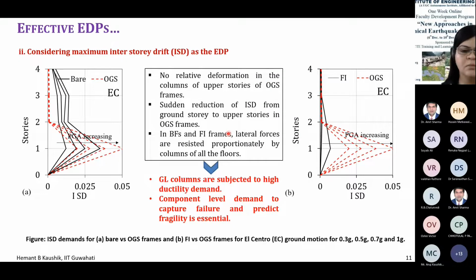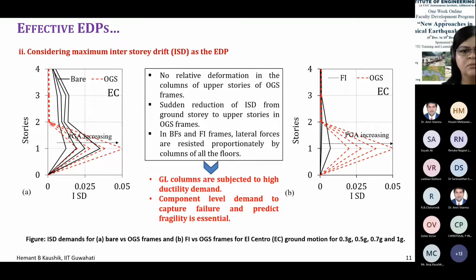Now, let us consider a different engineering demand parameter. So here I am considering maximum interstory drift as the engineering demand parameter. So look at the output. If we consider the bare frame versus the open ground story frame, these are the kinds of output we are getting. So even in case of maximum interstory drift, here it means that the first story interstory drift we are plotting, the second floor interstory drift and third floor.